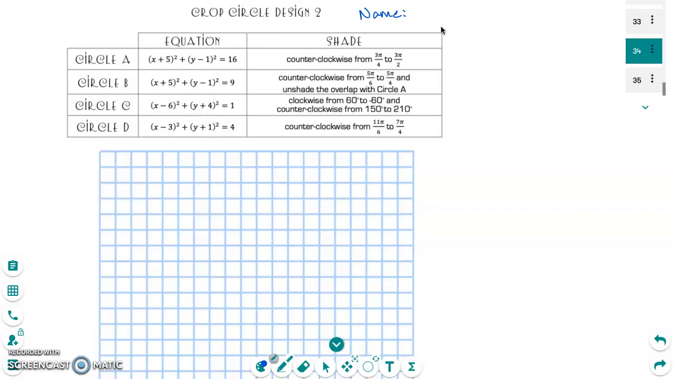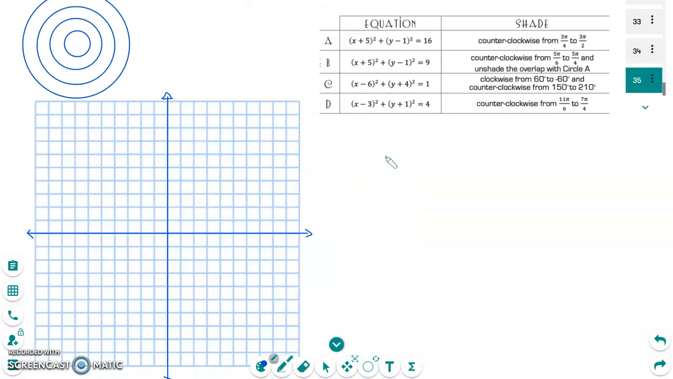Okay, so please put your name on this. There's not a name spot there. I've gone ahead and split it up a little bit here so I can fit everything on the screen so you can see it. The first thing I want you to do is grab a ruler and draw an x-axis and a y-axis on here. That will help you with finding where these circles go. Go ahead and pause the video if you need to do that.